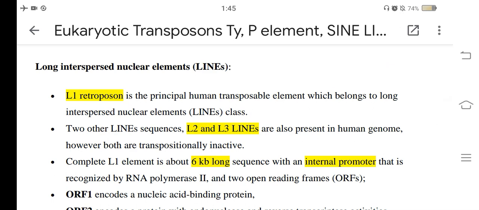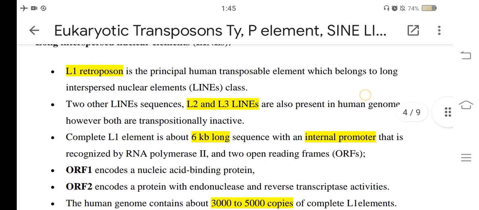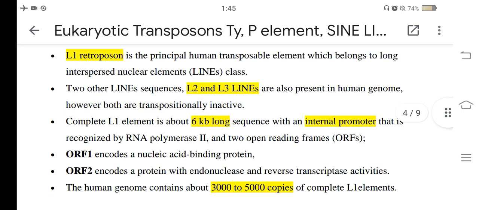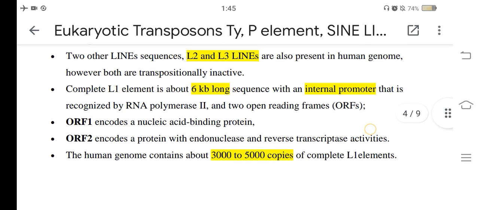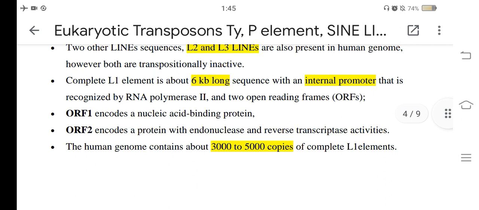L1 transposon is the principal human transposable element which belongs to the long interspersed nuclear elements class. Two other LINE sequences, L2 and L3, are also present in the human genome. However, both are transpositionally inactive. A complete L1 element is about 6 kb long sequence with an internal promoter that is recognized by RNA polymerase II and two open reading frames, ORFs.